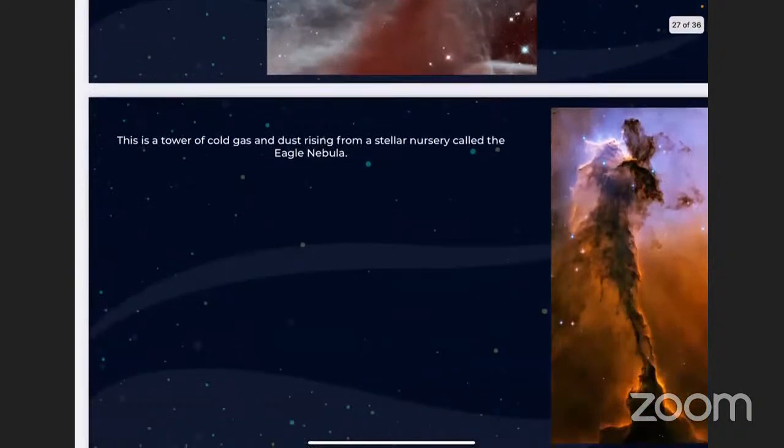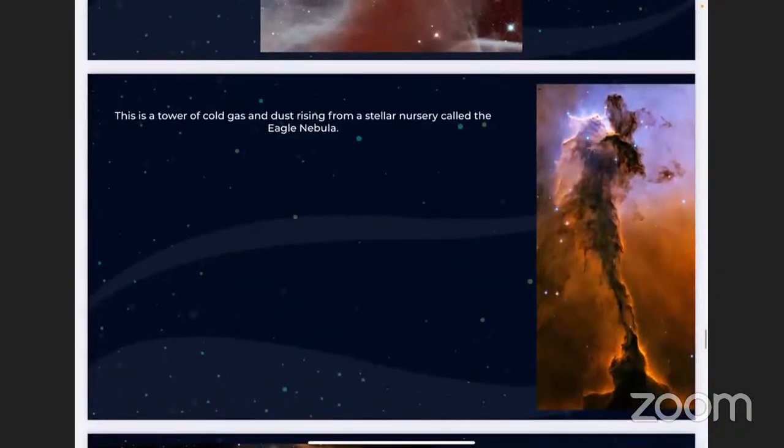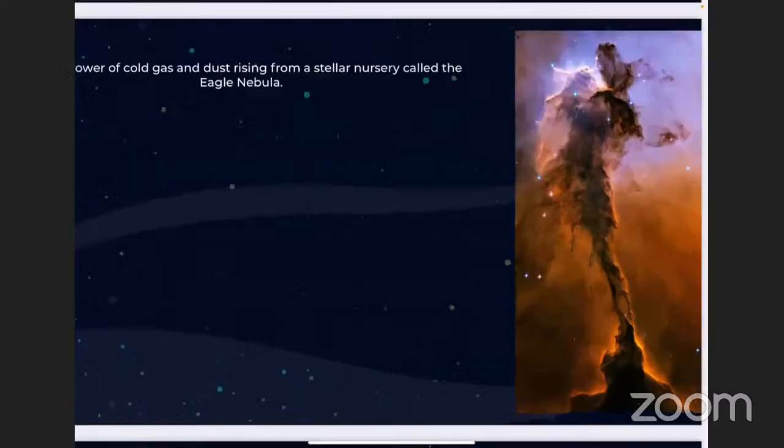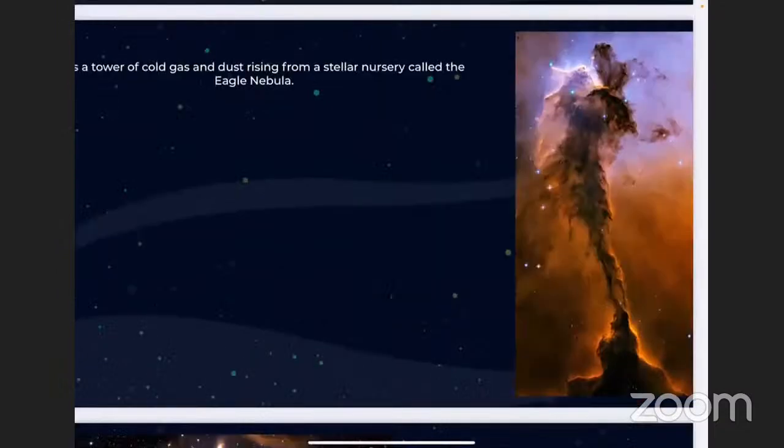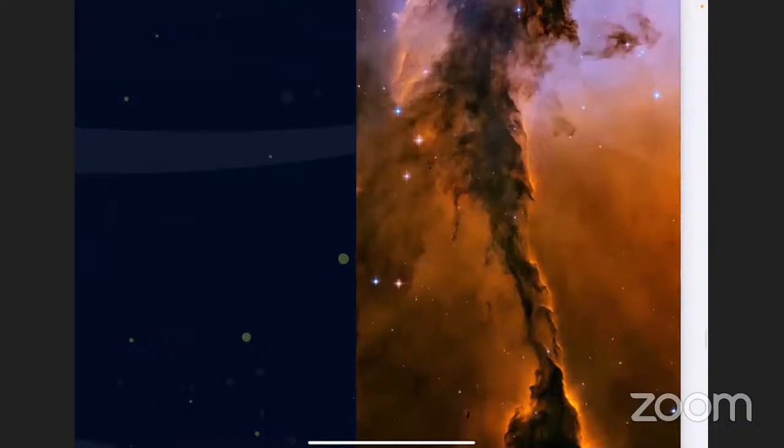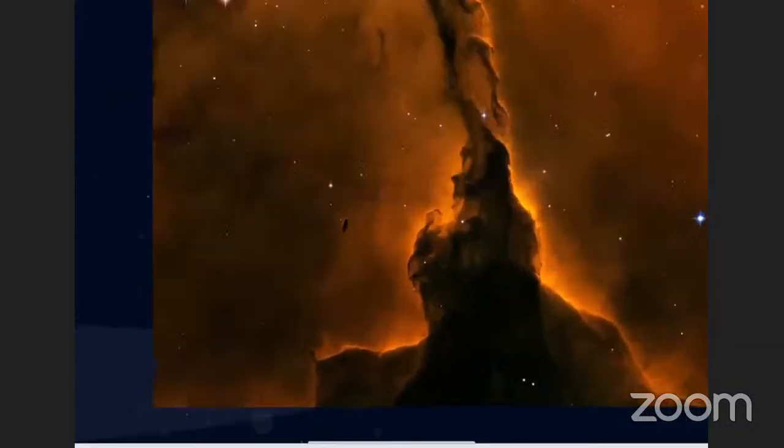And this over here is a tower of cold gas and dust rising from a stellar nursery called the Eagle Nebula. Now, it is called the stellar nursery because it is a star formation area. A lot of stars are being formed right over here. And here is the cold gas and dust rising from the star formation area itself, which is at the bottom.